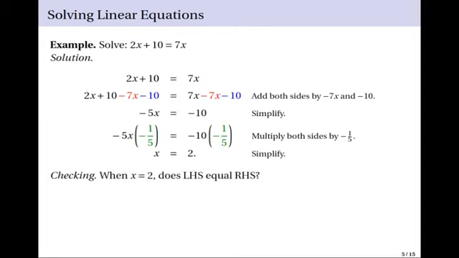When x equals 2, does left-hand side equal right-hand side? Let us check. We replace the x with 2, and therefore the left-hand side will be 2 times 2 plus 10, and the right-hand side will be 7 times 2. And indeed, you will see 14 on the left-hand side and 14 on the right-hand side. Therefore, you have the equality, and therefore this is the solution to the equation.